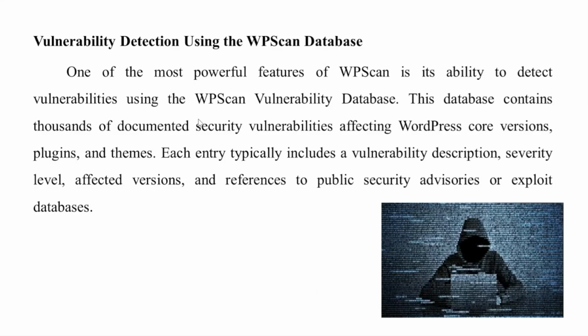Vulnerability detection using the WPScan database. One of WPScan's most powerful features is vulnerability detection. The WPScan vulnerability database contains thousands of documented vulnerabilities. They cover WordPress core versions, plugins, and themes. Each entry includes a description, severity level, affected versions, and references. Using WPScan, security analysts can compare discovered components against this database and quickly identify which parts of the website are vulnerable.